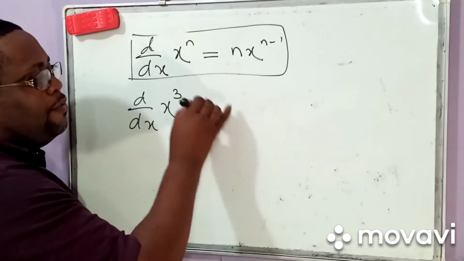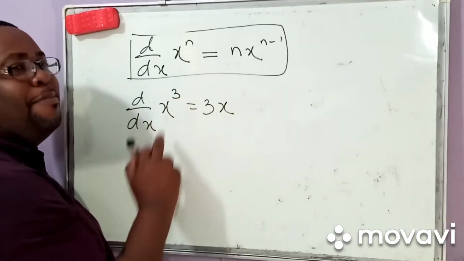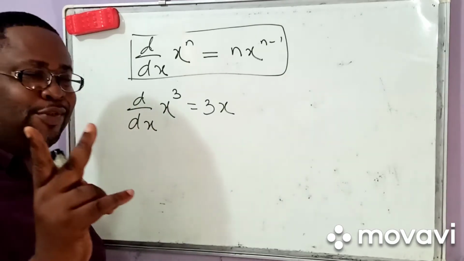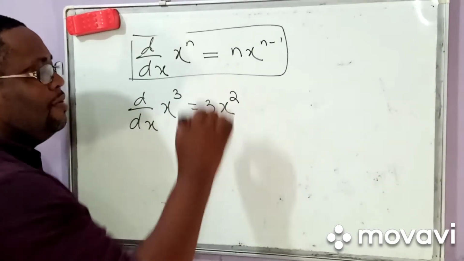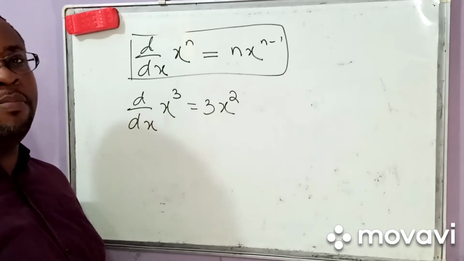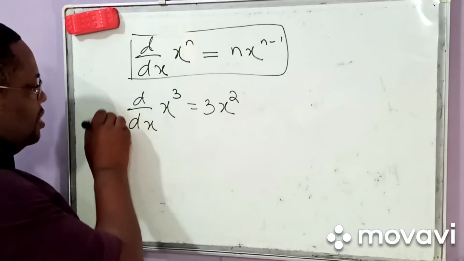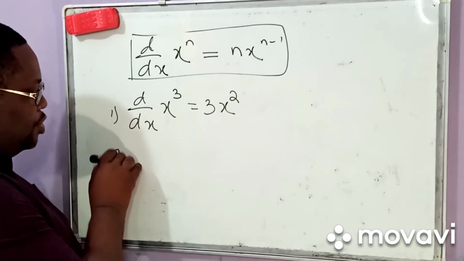So we simply have 3, and then we repeat our x. 3 minus 1 gives me 2. So I simply have 3x squared. And that's basically the platform upon which differentiation drives. Another example, this is example 1, example 2.